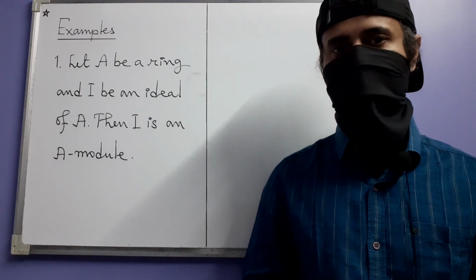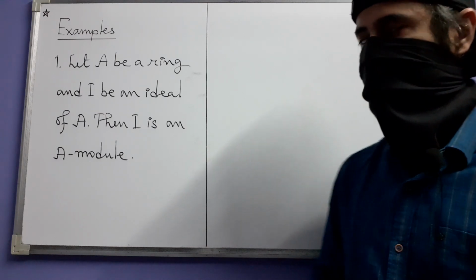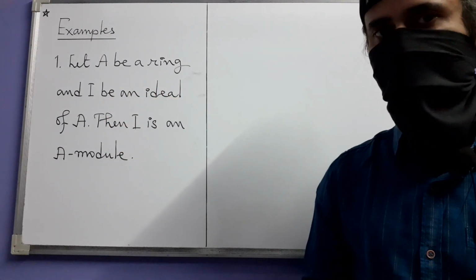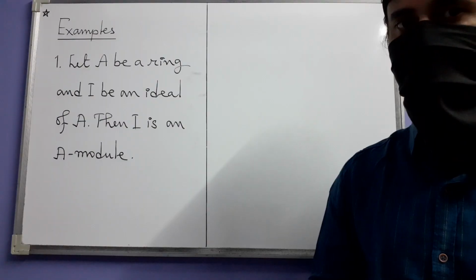Now we are going to see some examples of modules. This is the first one. Let A be a ring and I be an ideal of A. Then I is an A module. Let's see how.